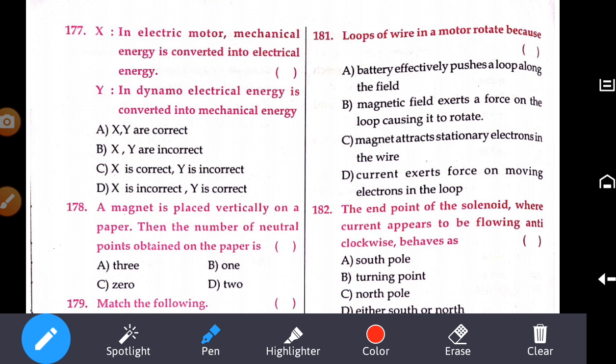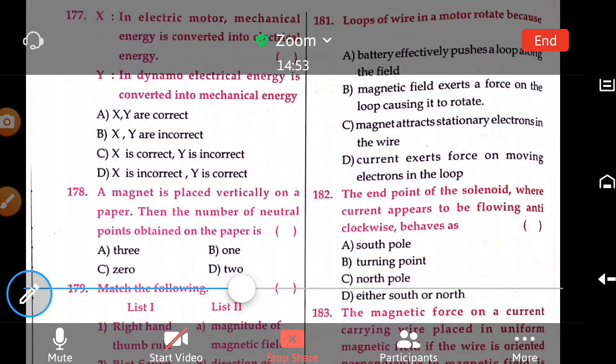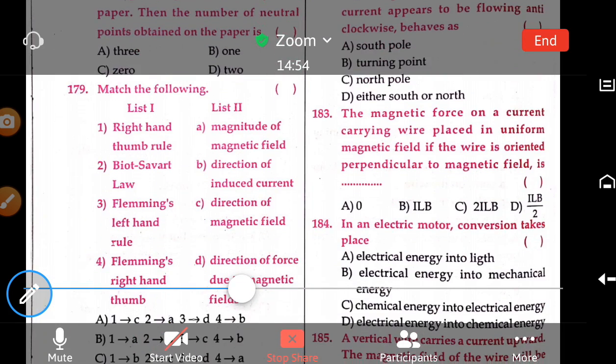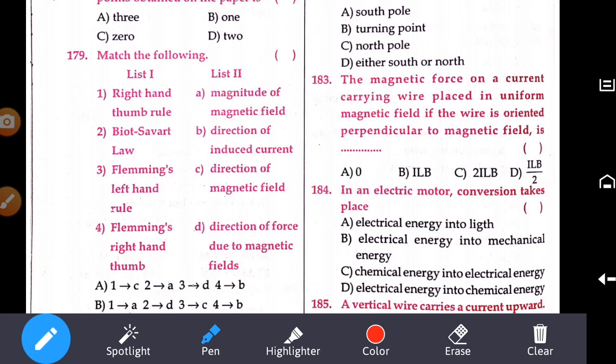A magnet is placed vertically on a paper. The number of neutral points. I have already said this question in set A. Only one neutral point. That is our option number B. Okay.